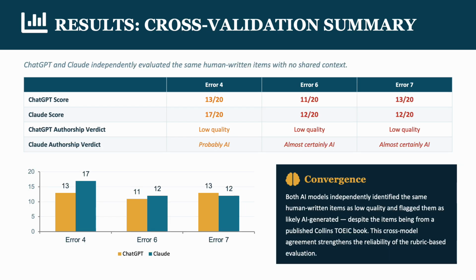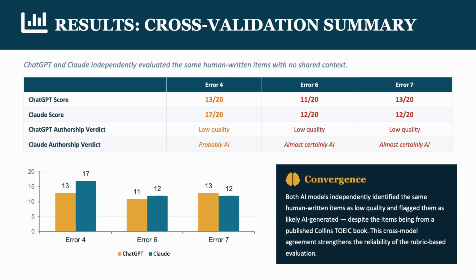One of the most compelling aspects of this study is the cross-validation. We had ChatGPT and Claude, 2 completely independent AI models, evaluate the same items using the same rubric with no shared context. And what happened? They converged. Both models identified the same human-written items as low quality, and remarkably, both flagged them as likely AI-generated, even though they were taken from a published TOEIC book. This cross-model agreement significantly strengthens the reliability of the evaluation instrument.